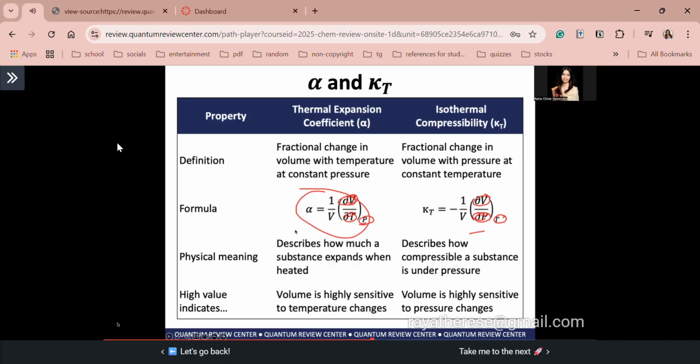Okay? Ang physical meaning ng thermal expansion coefficient ay, it describes how much a substance expands kapag nahiheat siya. Meanwhile, pag isothermal compressibility naman, it describes how compressible a substance is when it is under pressure. Kapag high ang iyong thermal expansion coefficient alpha, then meaning the volume is highly sensitive to temperature changes. Meanwhile, pag high ang value ng isothermal compressibility, then the volume is highly sensitive to pressure changes. Because again, isothermal compressibility is a fractional change in volume with pressure.